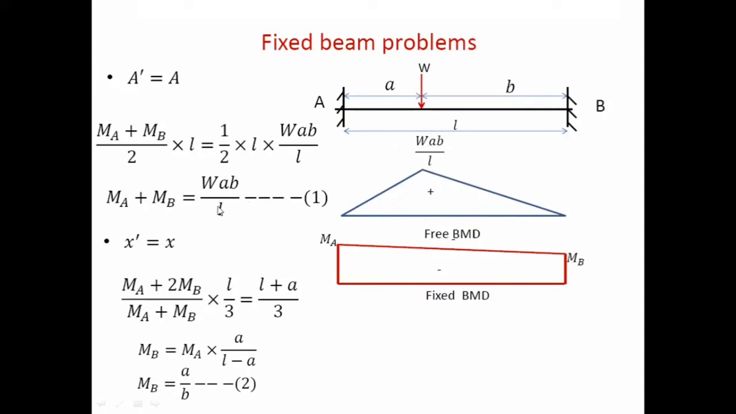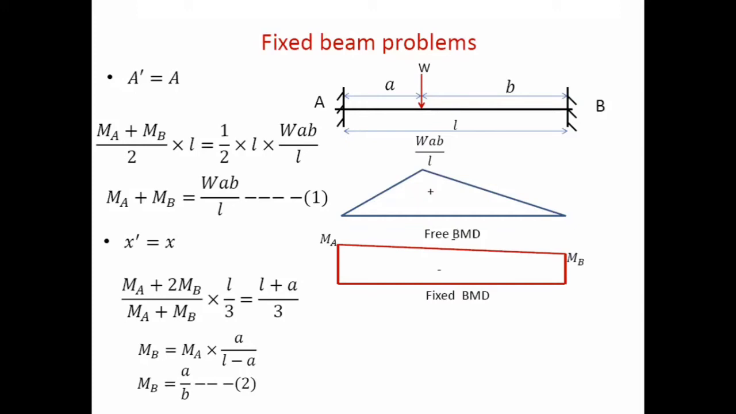So we have got one equation with two unknowns, MA and MB. Okay, these are our two unknowns. We have to find these two values. So MA plus MB, if we now simplify, we will get it is equal to WAB by L. Okay, this will be our equation 1. Now we have second condition, that is centroidal distance of fixed BMD from support A is equal to centroidal distance of free BMD from same support A.